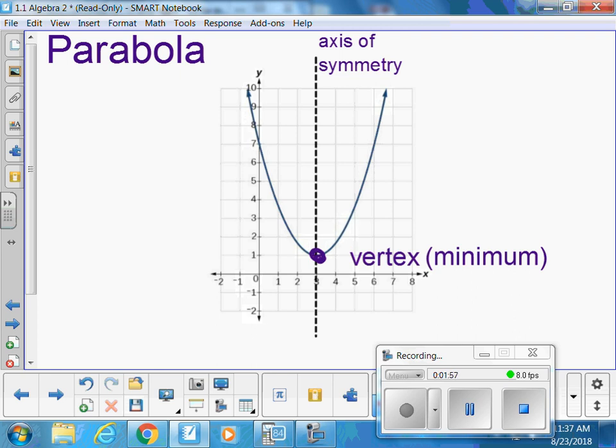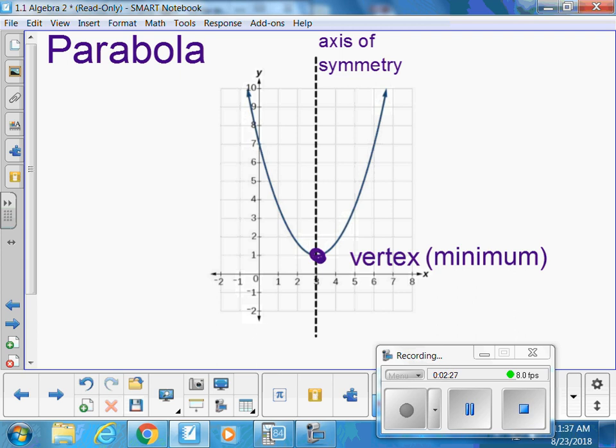This particular parabola is opening up, so the vertex can also be referred to as the minimum. Now, if you had a parabola opening down, what do you think it would be referred to? Starts with an M. Maximum, very good. And then the axis of symmetry is like the line of symmetry. It runs straight down through the center of the parabola. I use a dotted line to draw it in there.